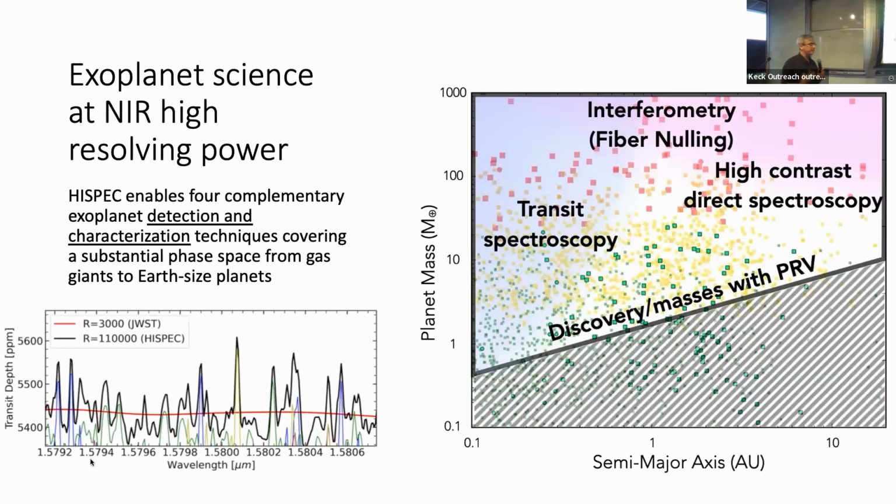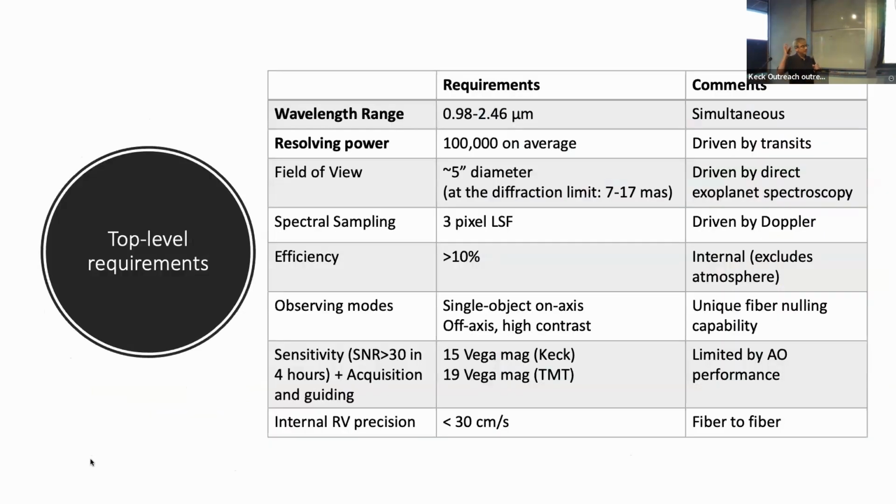HiSpec is primarily designed to detect Keck planets at high spectral resolution. It is designed to do so through a variety of means of direct and indirect characterization. And the advantage is the spectral resolution that we're going to bring. So we'll take advantage of high spectral resolution to distinguish features from exoplanet hemispheres from their host stars and get at a variety of science.